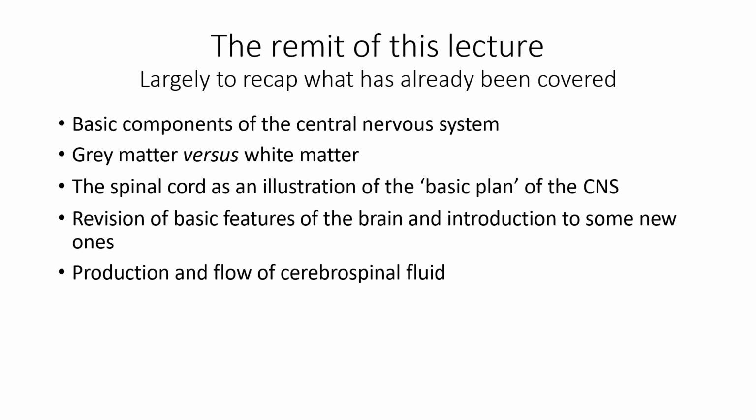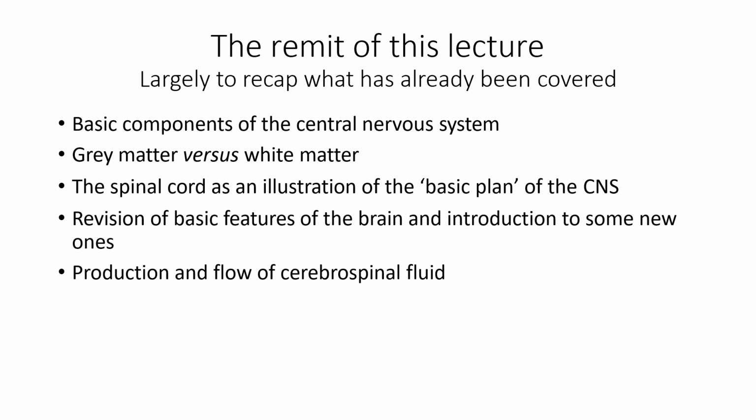So we're going to look at the basic components of the central nervous system. We're going to consider the differences between grey matter and white matter. We're going to take a look at the spinal cord and use the spinal cord really to try to understand what the basic plan of the central nervous system is. We're going to revise some simple features of the brain, and we're going to introduce some new ones. And finally, we're going to take a look at how cerebrospinal fluid is made and how it eventually leaves the CSF system.